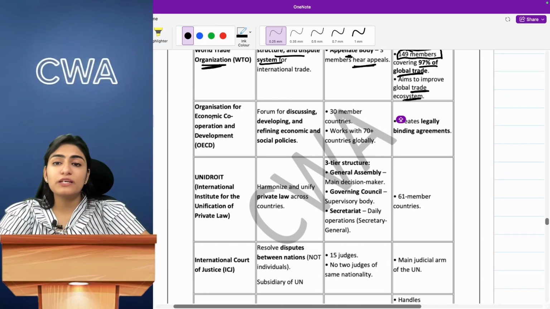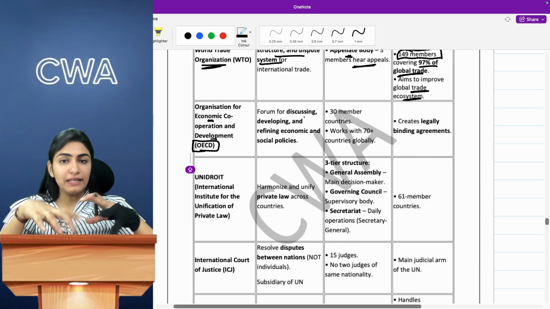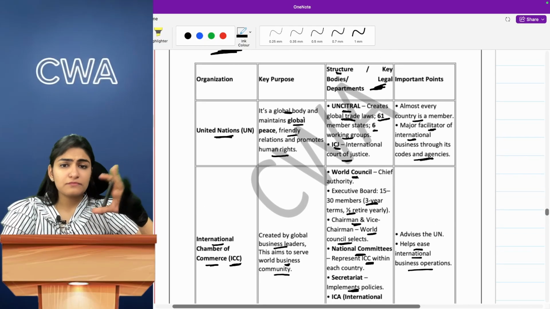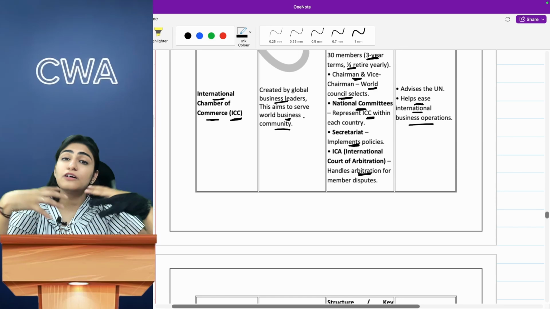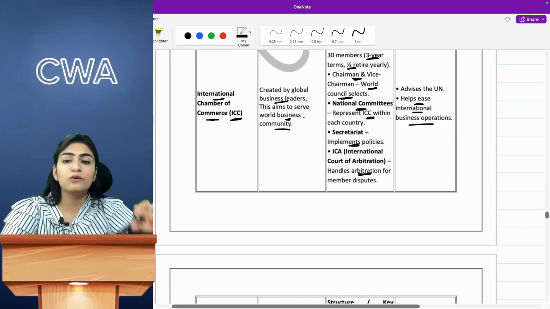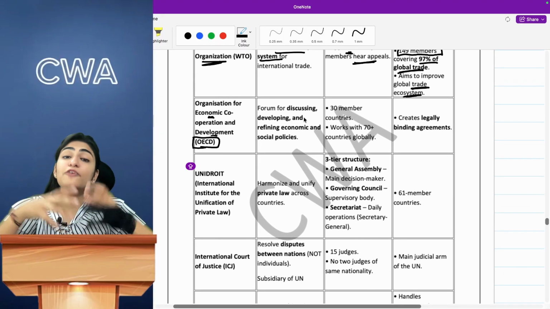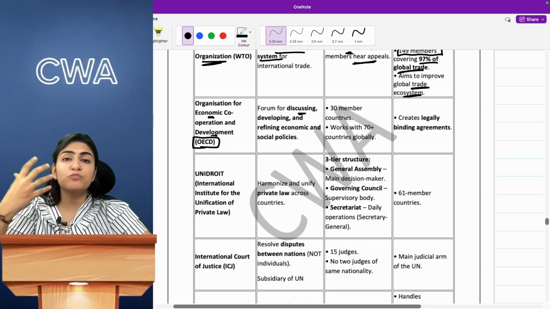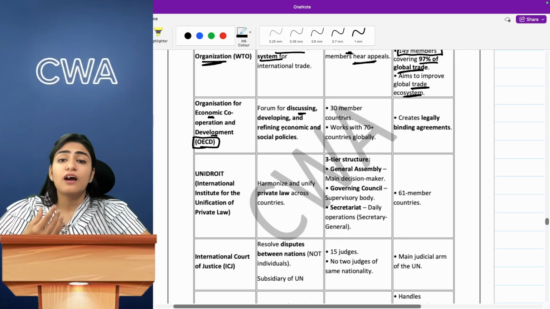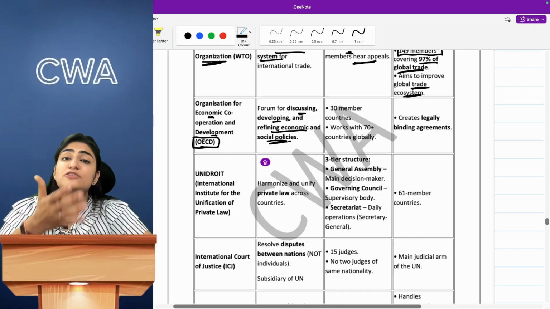The next one is the Organization for Economic Cooperation and Development, OECD. It is a forum. So see, UN is again a body that gives you rules and regulations. ICC is a group of business people, they advise. WTO is again one that gives you rules and regulations. OECD is a forum where people can come together and discuss the issues they are facing. This forum is used for discussion, developing, and refining economic and social policies.